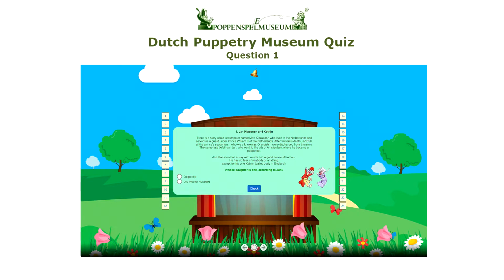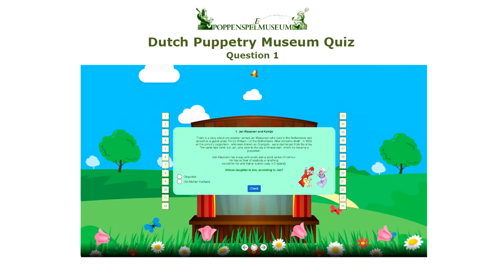1. Jan Klaassen and Katrijn. There is a story about a trumpeter named Jan Klaaszoon who lived in the Netherlands and served as a guard under Prince William II of the Netherlands. After William's death in 1650, all the prince's supporters, who were known as Orangists, were discharged from the army. The same fate befell our Jan, who went to the city of Amsterdam, where he became a puppeteer.